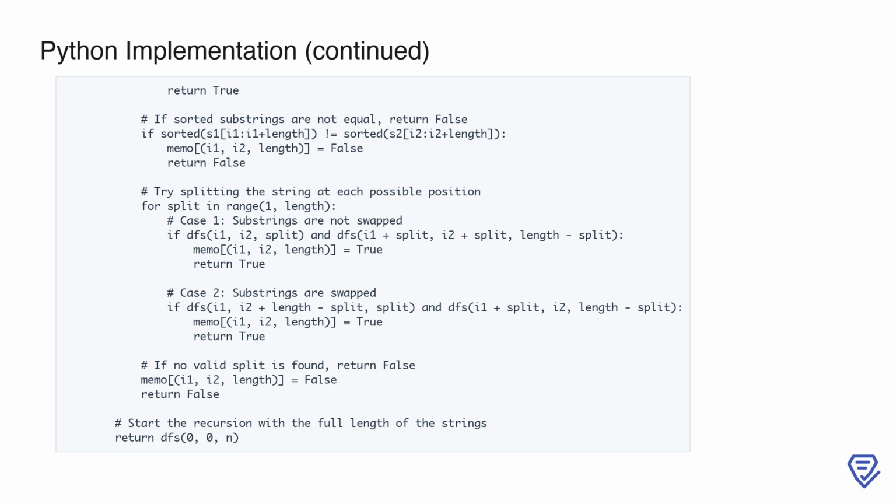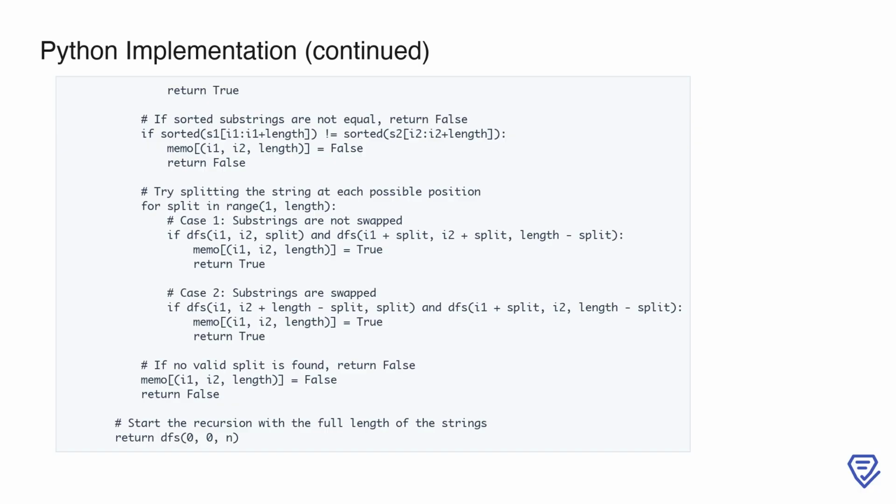Now, we try splitting the strings into two parts at every possible position. For each split, we consider two cases: first, where the substrings are not swapped, and second, where the substrings are swapped. In either case, we recursively call DFS to check if the smaller parts match the criteria. If either case returns true, we store true for the current substring pair in memo and return true. If none of the splits work, we store false in memo and return false. Finally, the recursion starts with the full length of the strings by invoking DFS(0, 0, n) from the isScramble method.